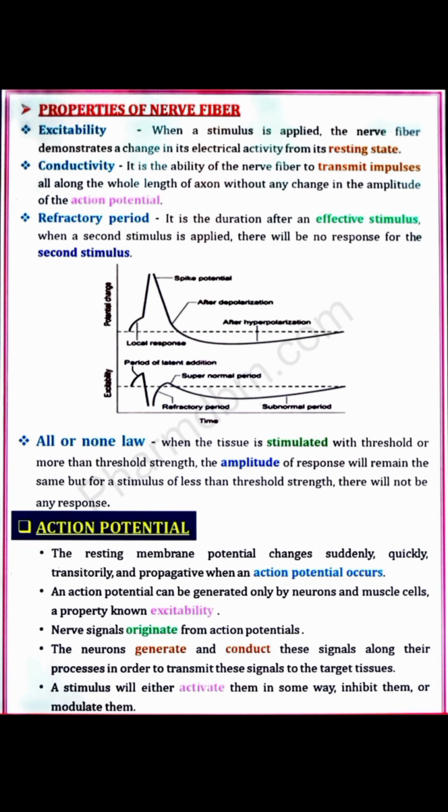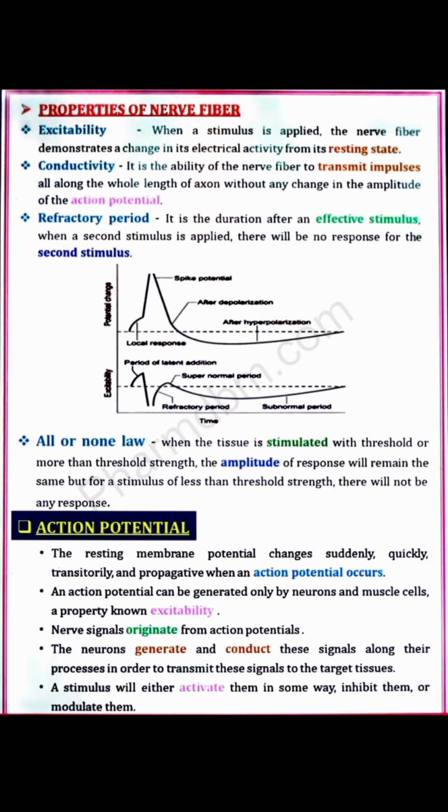Refractory period. It is the duration after an active impulse when, if a second stimulus is applied, there will be no response to the second stimulus. All or none law. When a tissue is stimulated with a threshold or more than threshold strength, the amplitude of response will remain the same, but for a stimulus of less than threshold strength, there will not be any response.